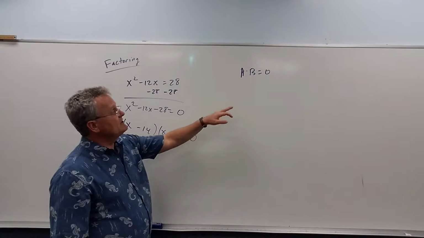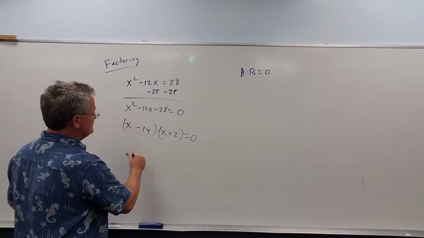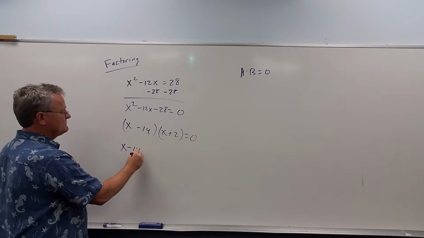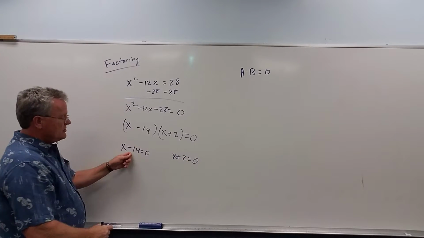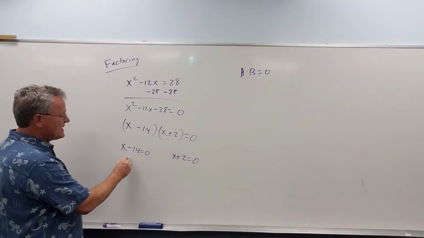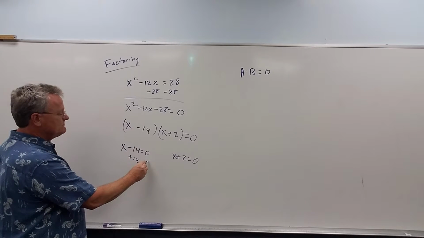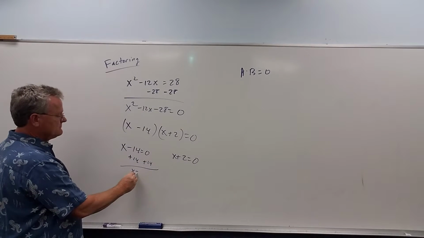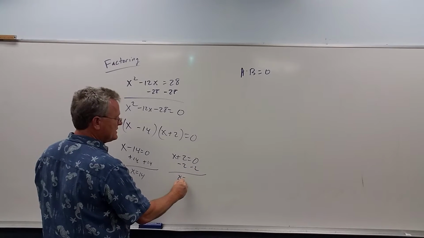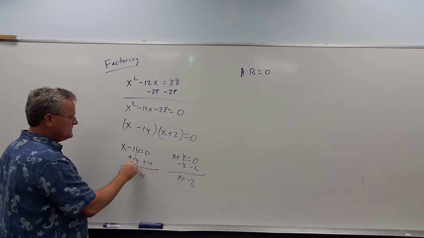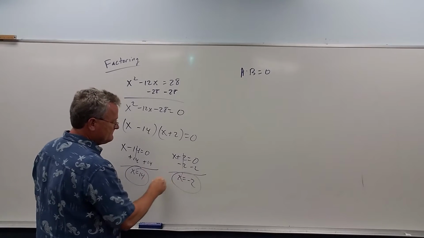Now, like I was explaining over here, set each factor equal to 0 and solve. When I add 14 to both sides, we get x equals 14. Here, when I subtract 2, we get x equals negative 2. So these are the two solutions.